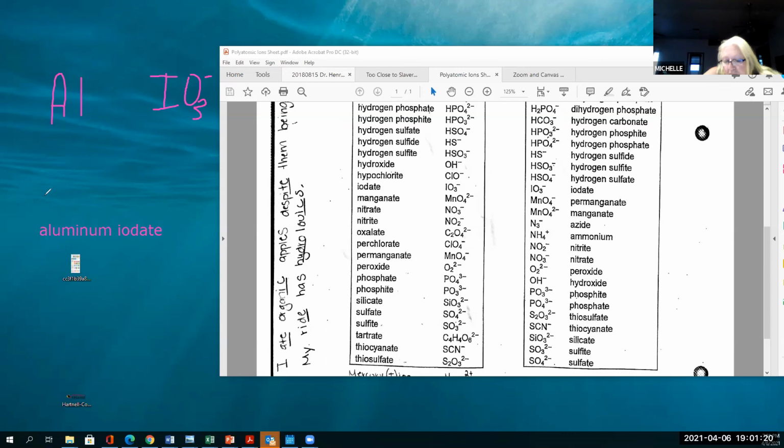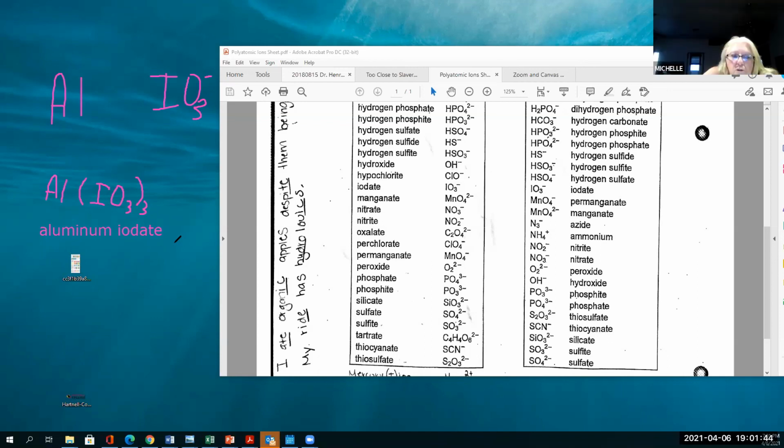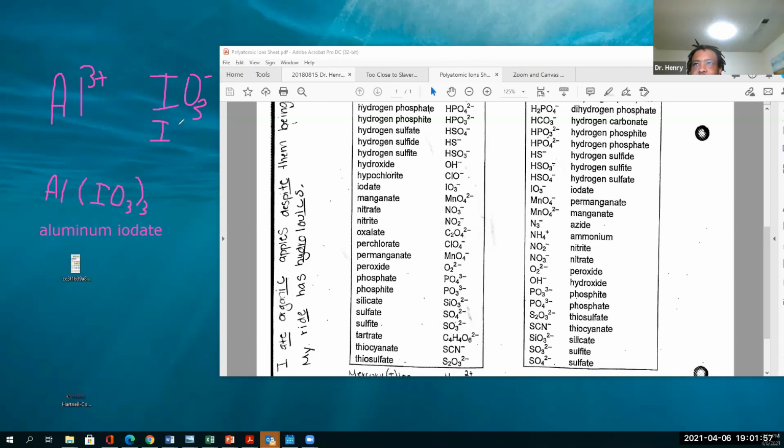AlIO3. No, it would be Al and then parentheses IO3. There you go. And then how many will I need? 3. There we go. Good job. Wouldn't you put the 3 after? No, never mind, you wouldn't, because the aluminum has a 3+ charge. That is correct. We know the aluminum is going to have a 3+ charge, so we're going to need 3 of these to balance it out.